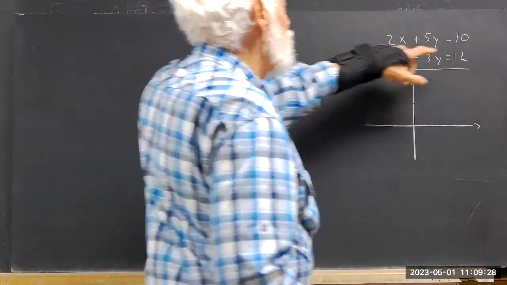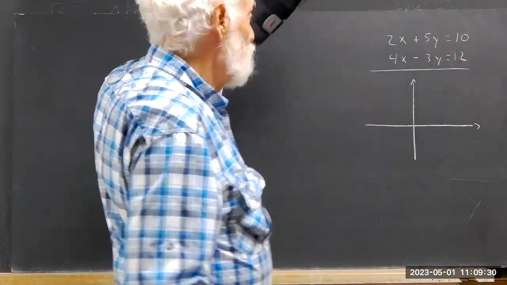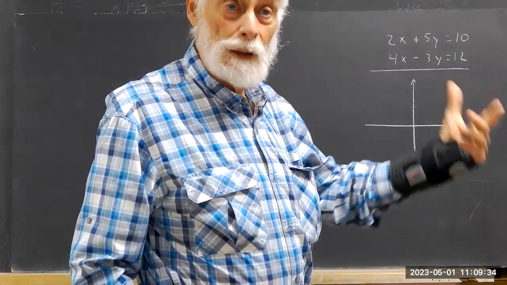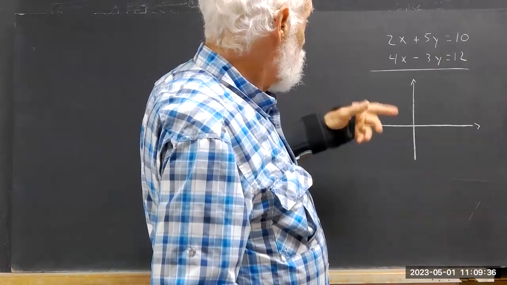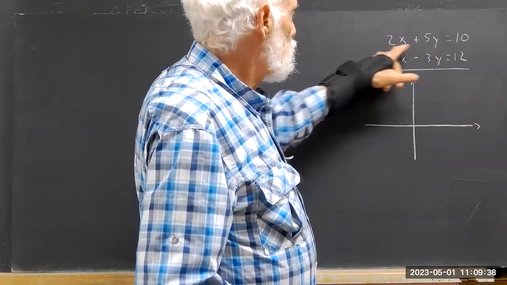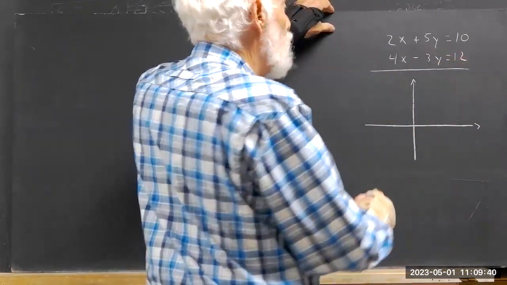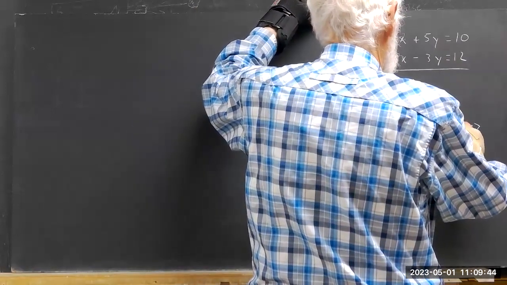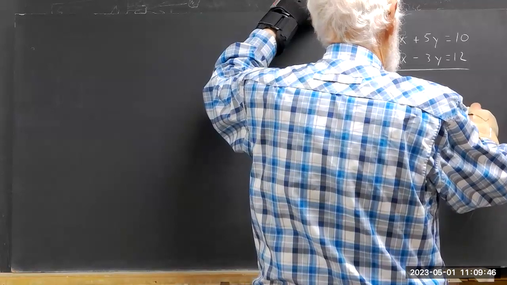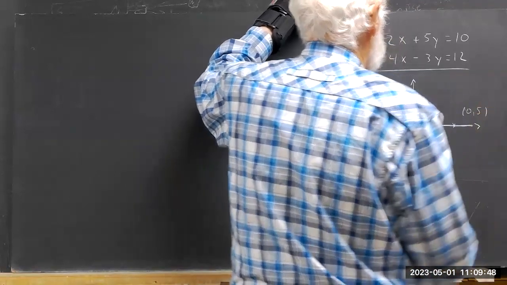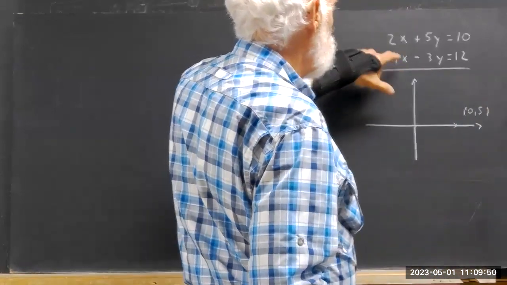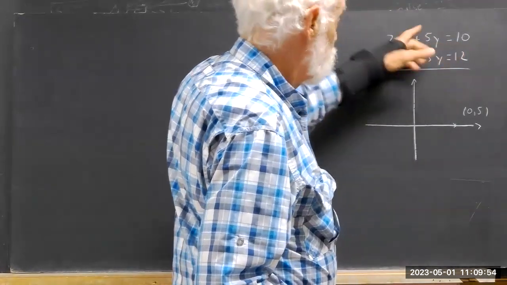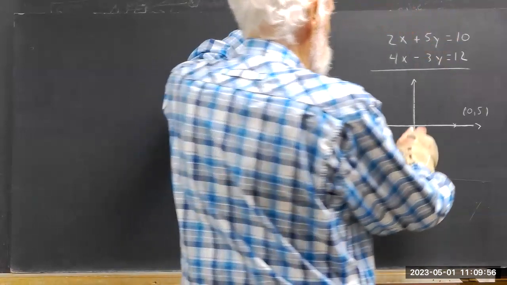Okay, so the intercepts occur. The x-intercept occurs from y equals 0. The y-intercept occurs when x equals 0. So if we let y equals 0, 2x equals 10 gives us 5. That means the point 0, 5 is going to be on this graph. And then if x equals 0, 5y is going to be 10, so y is going to be 2.